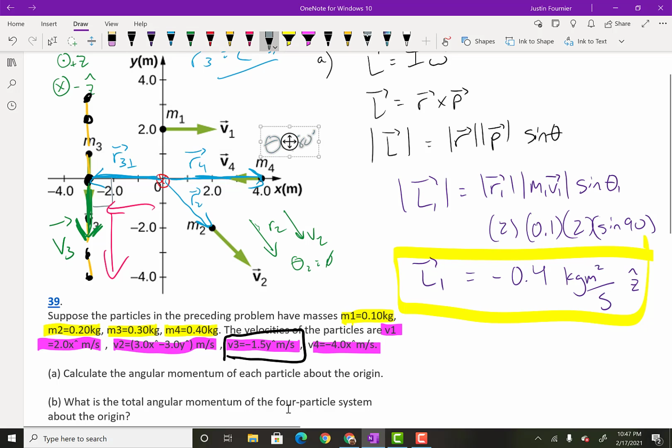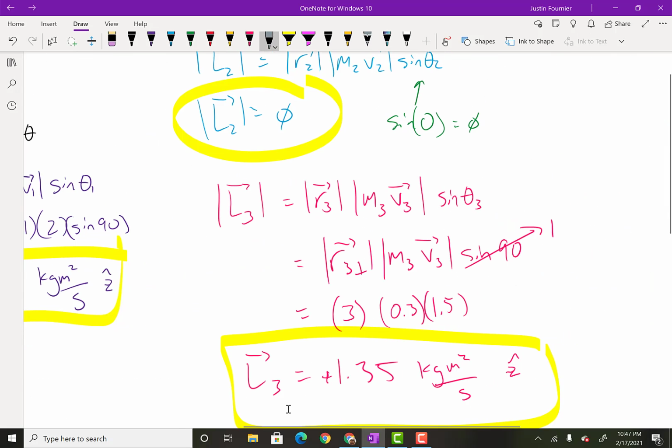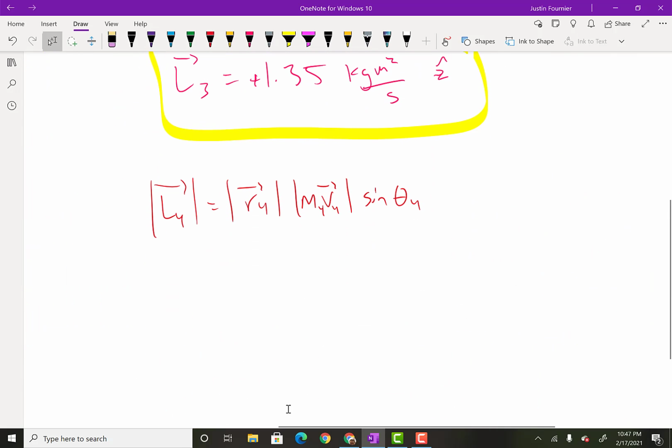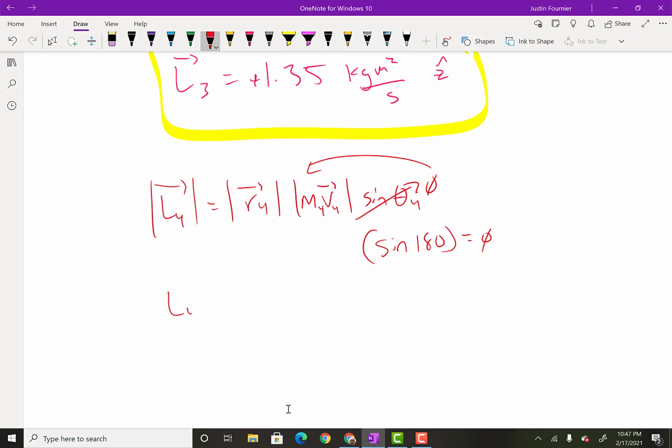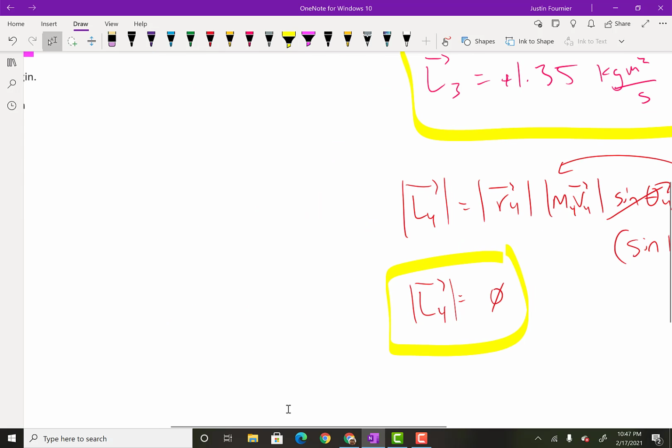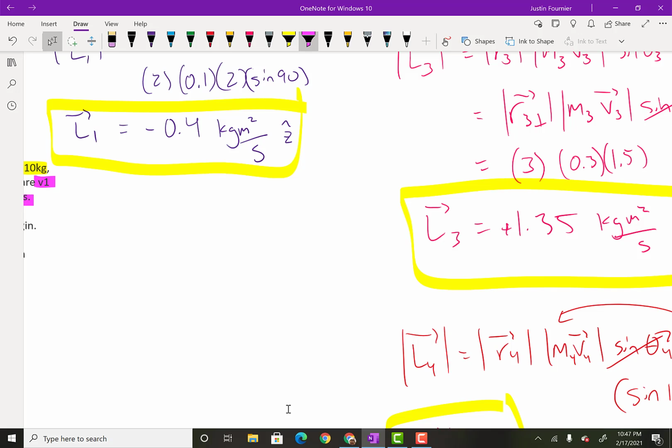That is helpful because I can immediately go, well, I don't care about what any of the other stuff is. Because if theta is 180 degrees, sine of 180 degrees is 0. That means all this is 0. So L4 is going to be the zero vector, or just equal to 0 magnitude-wise. So really the only momentums I need to worry about are L1 and L3.